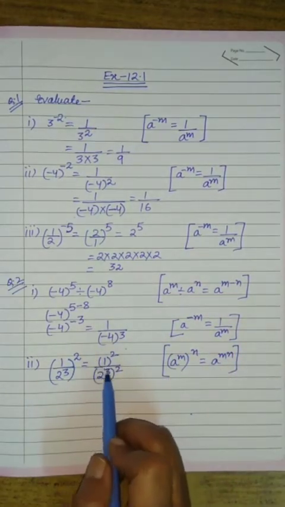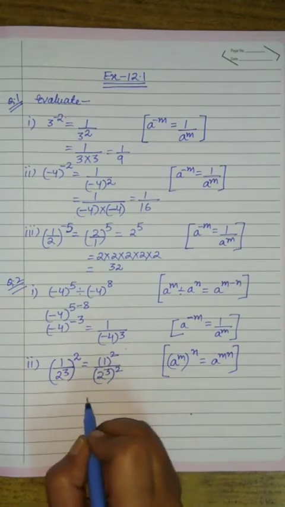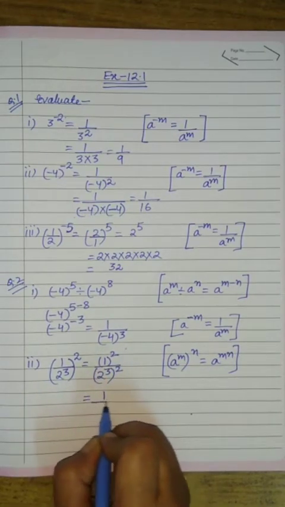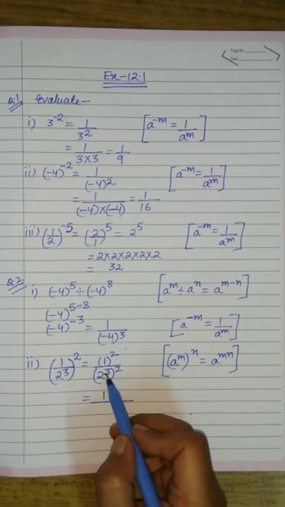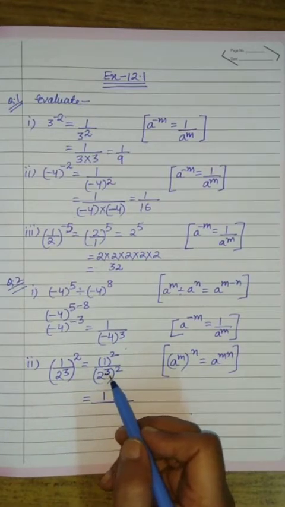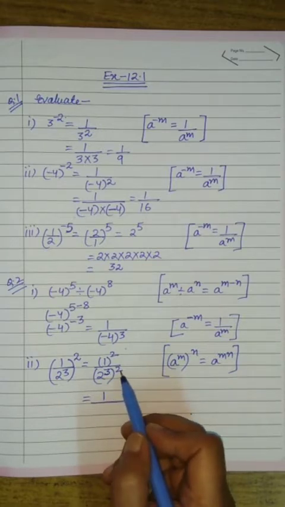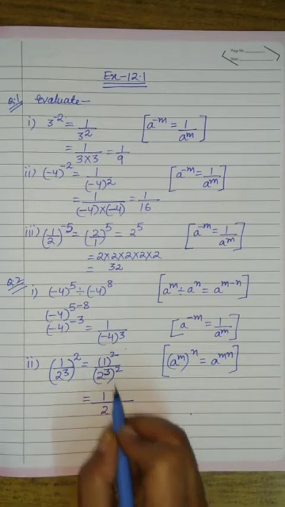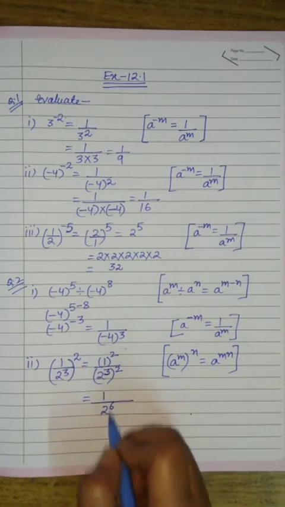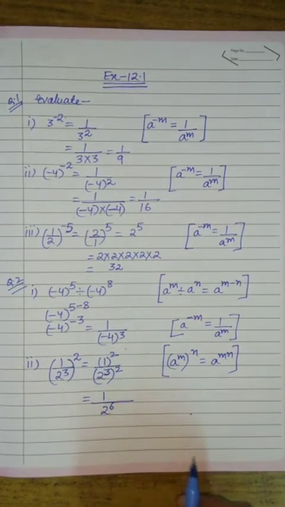Now in numerator 1 square is 1, so it will be written as 1, but in denominator we have 3 exponent 3 inside the bracket and 2 outside the bracket. So 3 and 2 together will be multiplied. 3 2s are 6, so it will become 1 upon 2 raised to power 6.